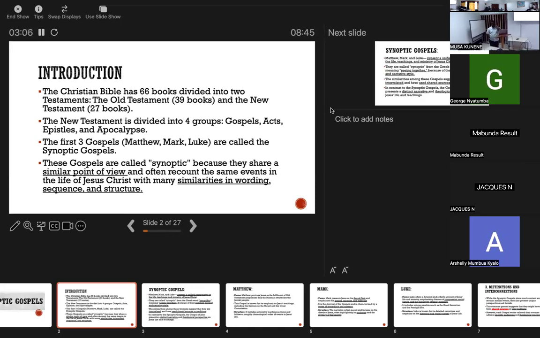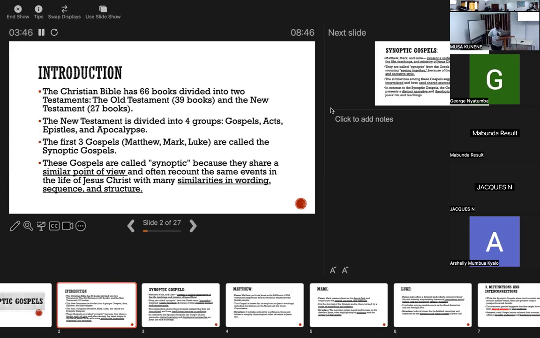Yes, so what I was explaining here is that the Bible itself has two testaments, the Old Testament and the New Testament. And in the New Testament, again, there are four divisions of the Bible books. There is a group called the Gospels, and those are four. There is Matthew, Mark, Luke, and John. So there are four Gospels.